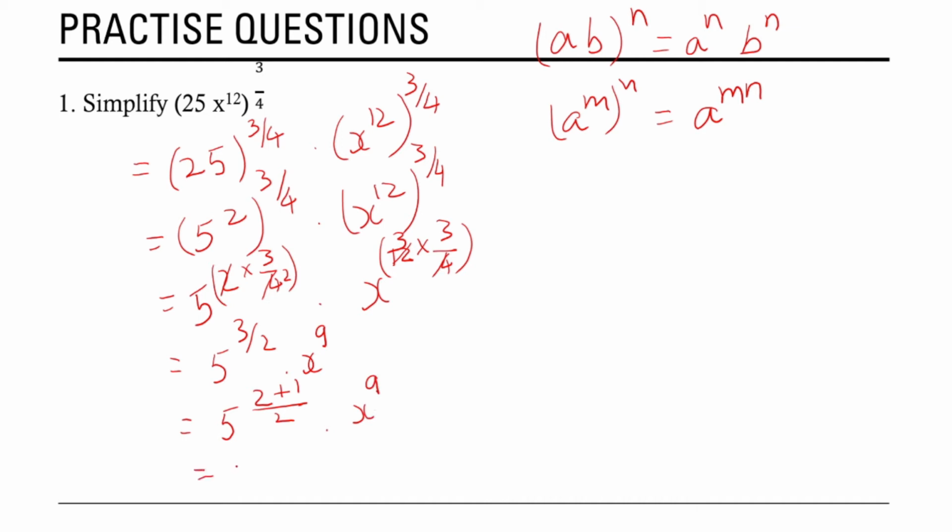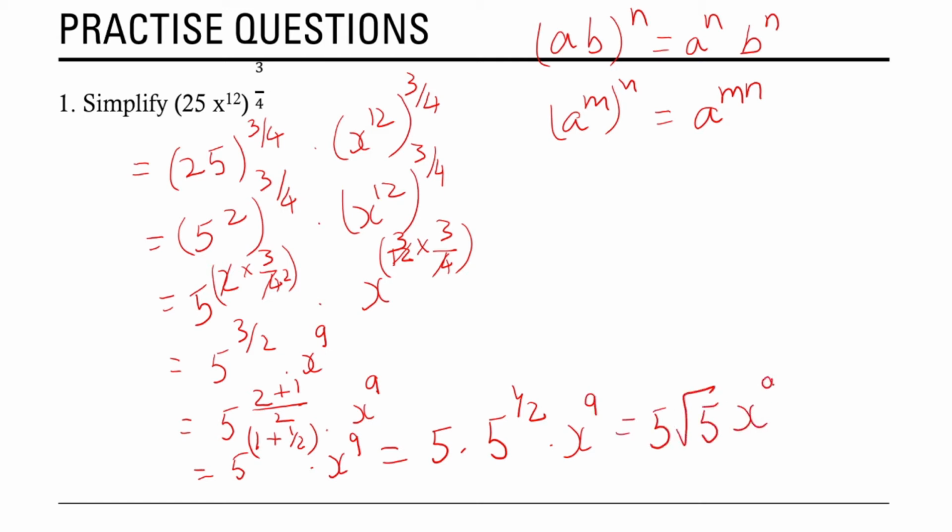This is nothing but 5 raised to 2 divided by 2 is 1 plus 1 by 2 into x raised to 9. This is equal to 5 into 5 raised to half into x raised to 9, which is equal to 5 root 5 into x raised to 9. I hope this is clear.